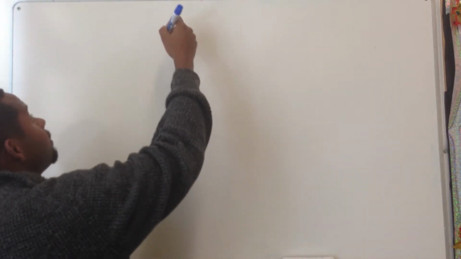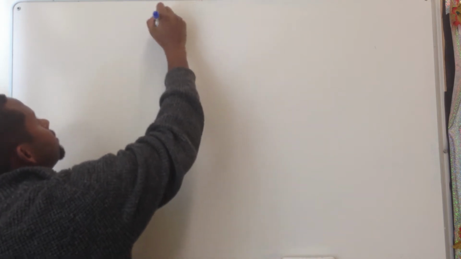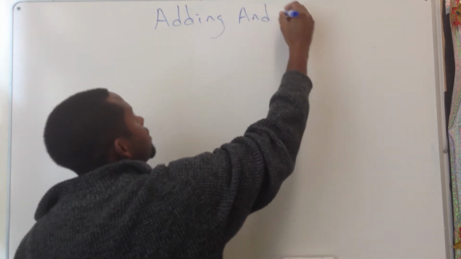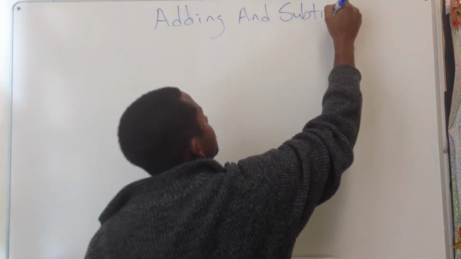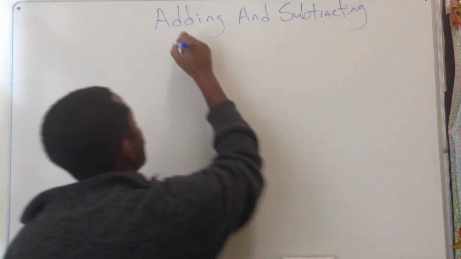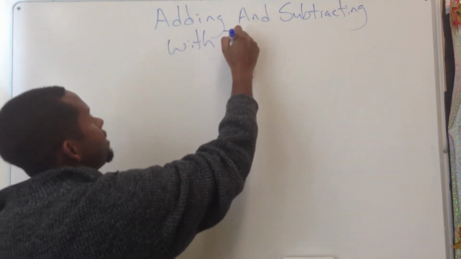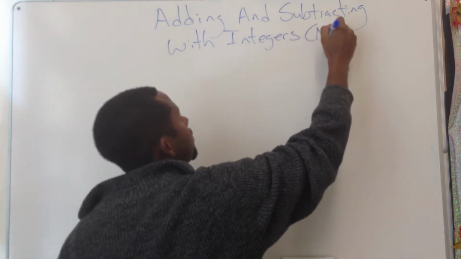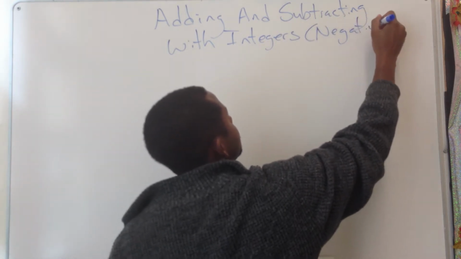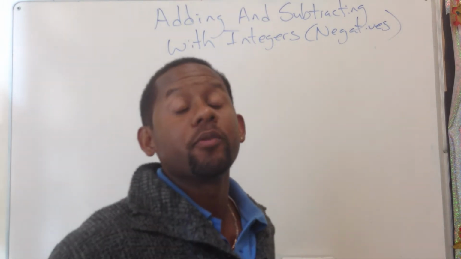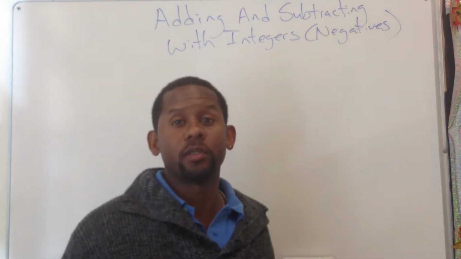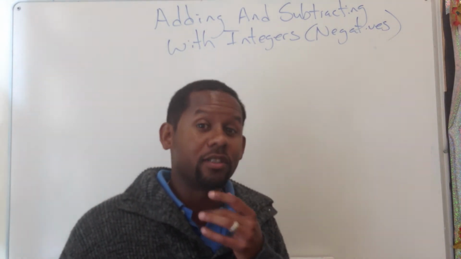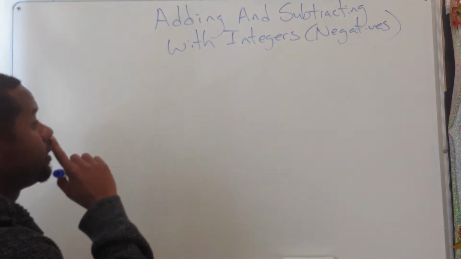All right, we're gonna talk about adding and subtracting with integers. In other words, negatives. This is what kills people the most throughout the whole year in algebra, okay? So, I'm actually going to probably do this in a couple parts. So let's talk about this.